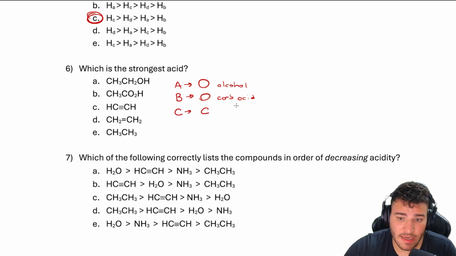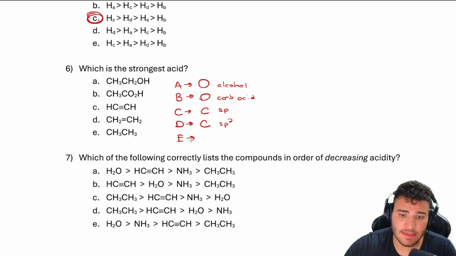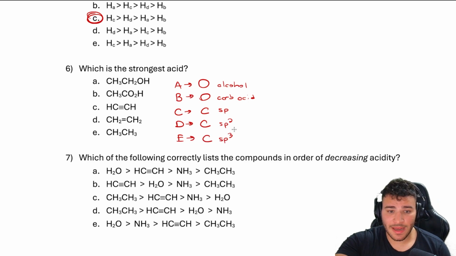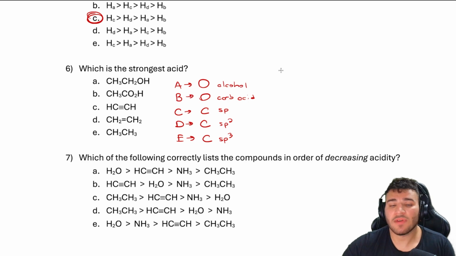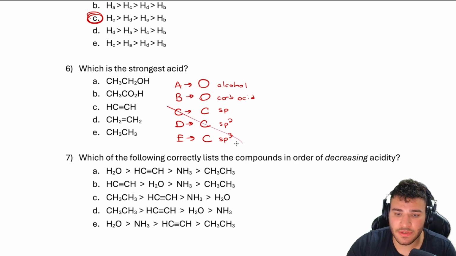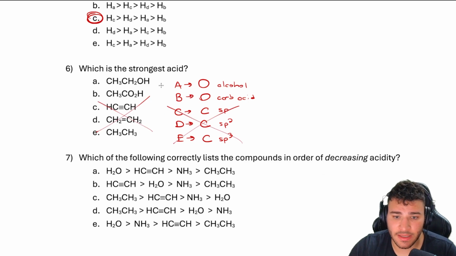In C, it's connected to a carbon that is sp hybridized. That's very important to mention. In D, it's connected to a carbon that is sp2 hybridized. And in E, it's connected to a carbon that is sp3 hybridized. Just breaking this down is really going to help us. Remember your ARIO rules, atom: oxygens are going to be much more acidic than carbons. So we can just cross C, D, and E out. It's not going to be a stronger acid than A and B.